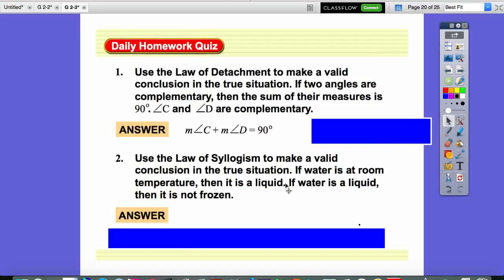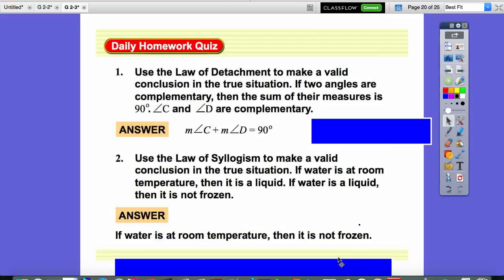Use the law of syllogism to make a valid conclusion. If water is at room temperature, then it is a liquid. If water is a liquid, then it is not frozen. So if water is at room temperature, it is not frozen.